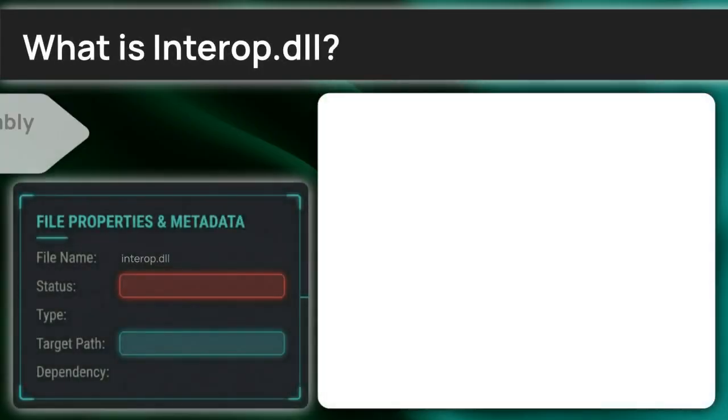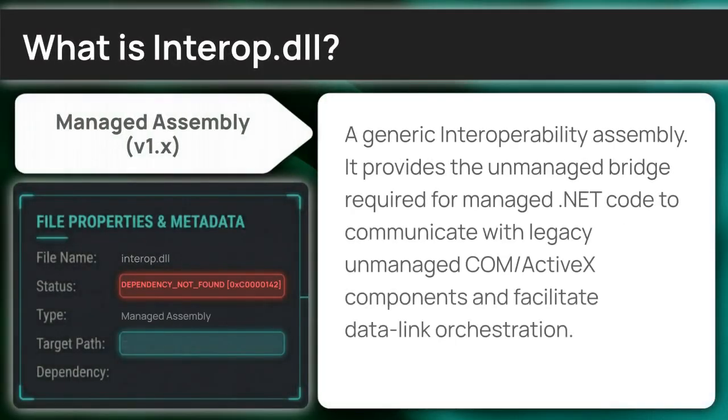This is the Interop Library, a generic interoperability assembly. It provides the unmanaged bridge required for managed .NET code to communicate with legacy unmanaged COM and ActiveX components and facilitate data link orchestration. With the explanation out of the way, let's refresh the affected files.